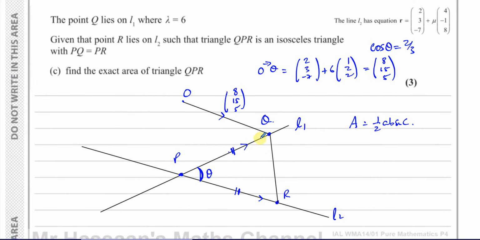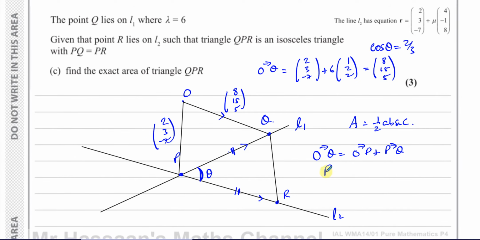So I know the vector O to Q. I know the vector O to P. O to P is basically the position vector of P, which we know. Let me write that down. The vector from O to P is (2, 3, -7). So what I can say here is O to Q is equal to O to P plus P to Q. I know what O to Q is, I know what O to P is, I want to find what P to Q is.